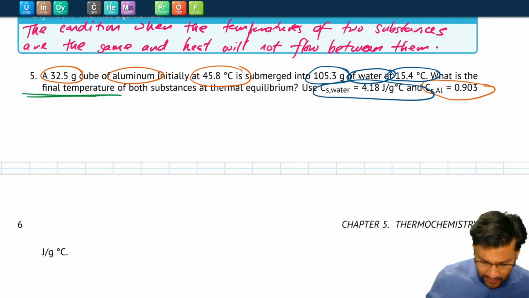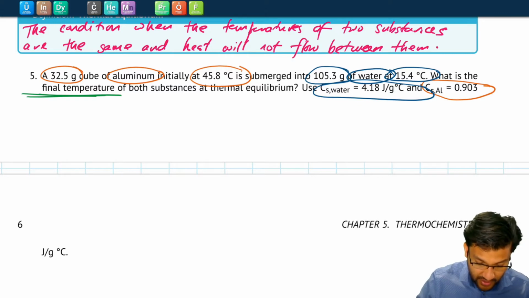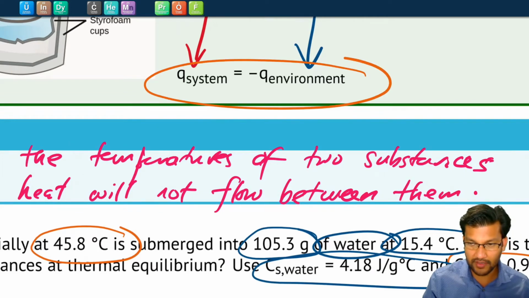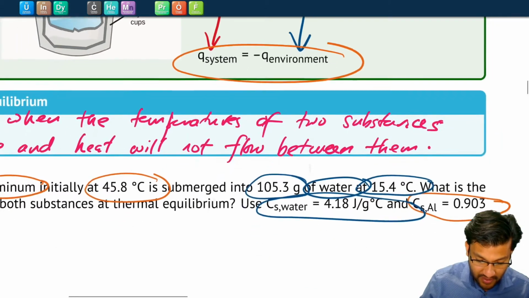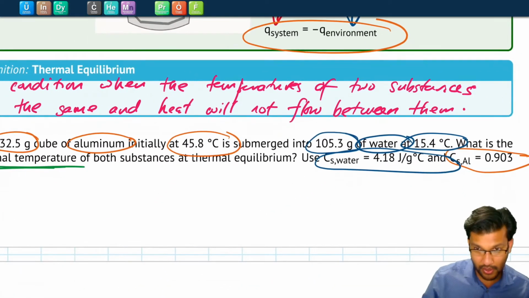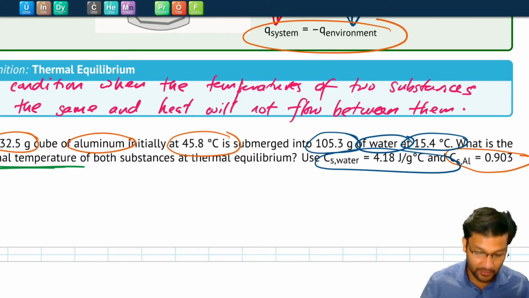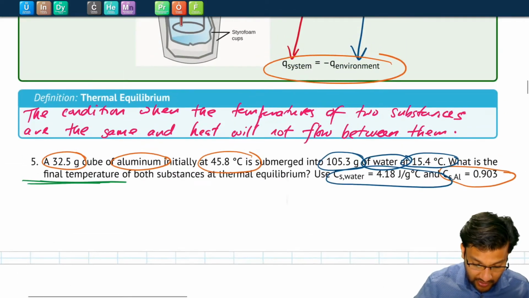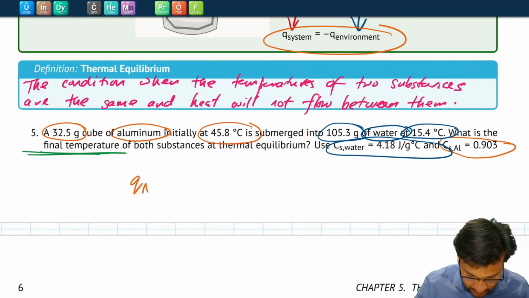So let's write this problem and try to figure out how we might solve for the final temperature. This is a heat flow problem where heat is going to flow from one part of the setup to another. So let's start with Q of the system equals negative Q of the environment. We just need to choose which one, aluminum or water, is our system, and which is our environment. It doesn't really matter which one you pick. The answer should come out the same, but we'll choose aluminum as the system, water as the environment. So Q for aluminum should be negative Q for water.